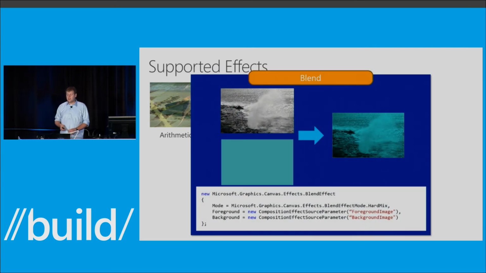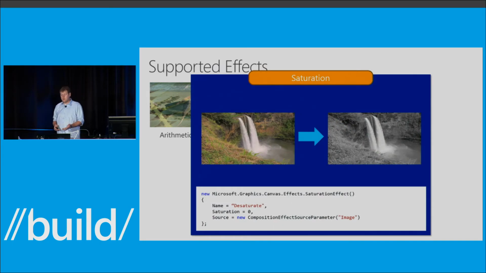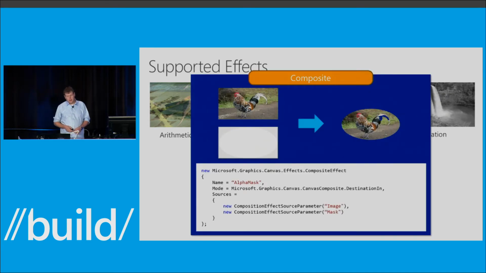Another effect that you have at your disposal is blend. There are actually 21 different blend modes that you can use. This example here is using hard mix. Saturation is another one. Here you're seeing an image going to 0 saturation, so it's fully monochrome. And the last one is composite. There are 13 different composite modes. We were using destination in order to create that alpha mask.